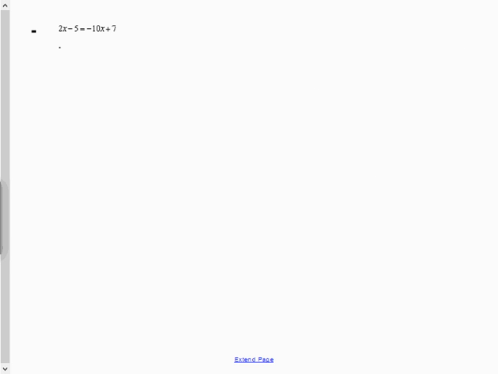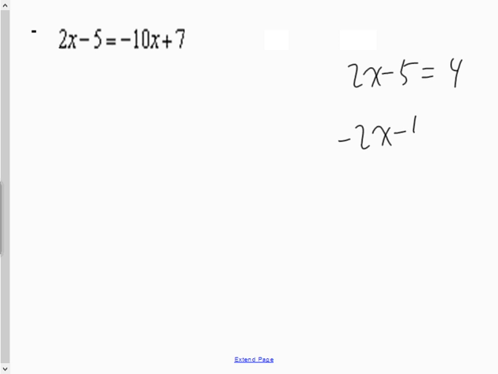The next question is actually an algebra question, comes from chapter 8. And it says 2x minus 5 has the same value as, or is equal to, -10x plus 7. So again, in grade 7, we would have had something that looks like this. In grade 8, we would have had something that looks like this. And in grade 9, we added the idea that variables can exist on both sides of an equation.